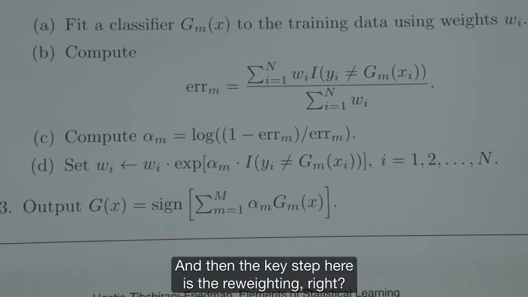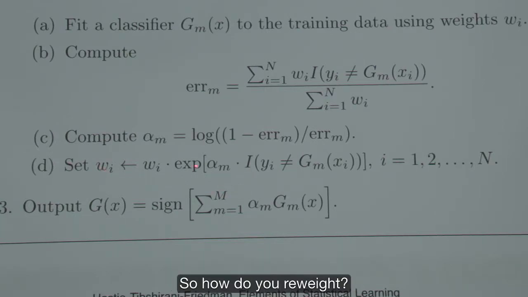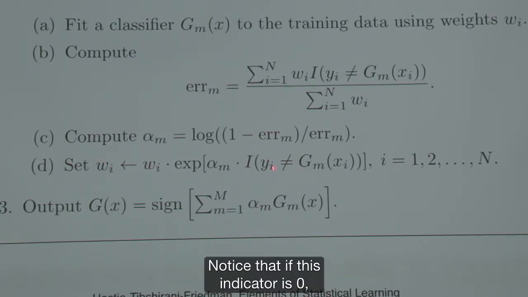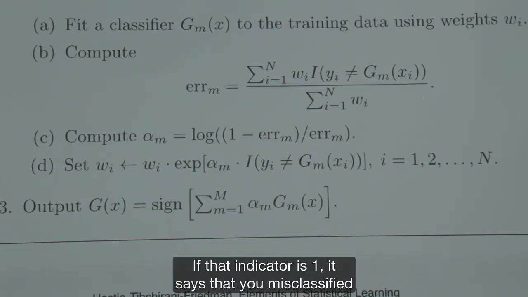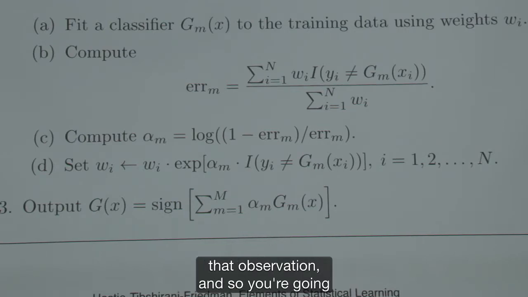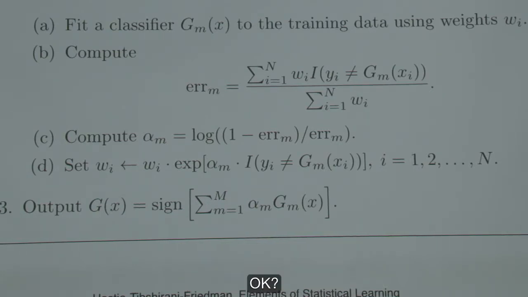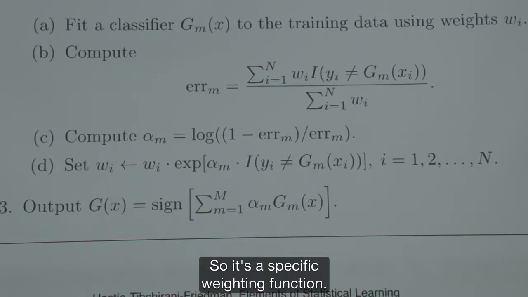And then the key step here is the reweighting, right? So how do you reweight? Well, it's multiplying the current weight by this factor. Notice that if this indicator is 0, then you're leaving the weight alone. If that indicator is 1, it says that you misclassified that observation, and so you're going to put more weight on it, because that's when that exponential factor actually applies. Okay? So it's a specific weighting function.